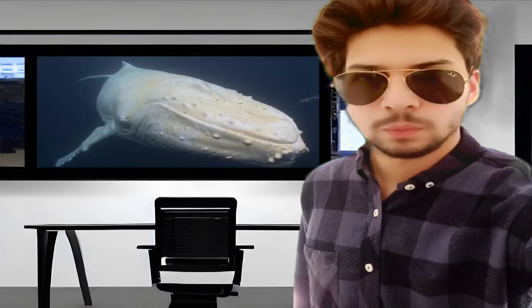Number 3. Rare albino whale spotted off the coast of Australia. A rare albino humpback whale has been spotted off the coast of Australia. The whale, which has been named Megaloo, is thought to be one of only a handful of albino humpback whales in the world.